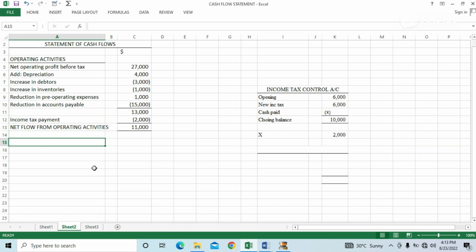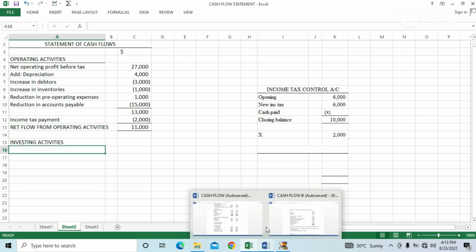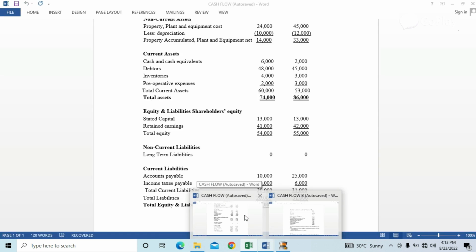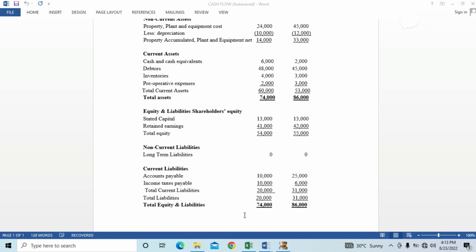So then we move to the next segment, which is the investing activities. The investing activities, have they purchased any equipment? So here the investing activities is the same as the direct method. So it is the investing and financing activities. The approach for getting the figures is the same for the direct method and then the indirect method.